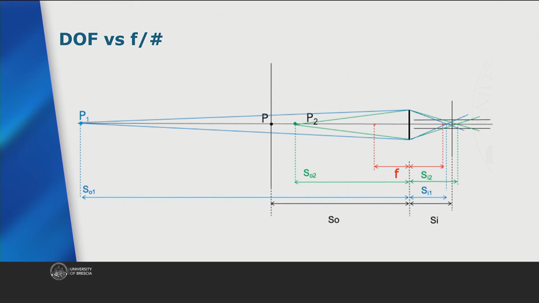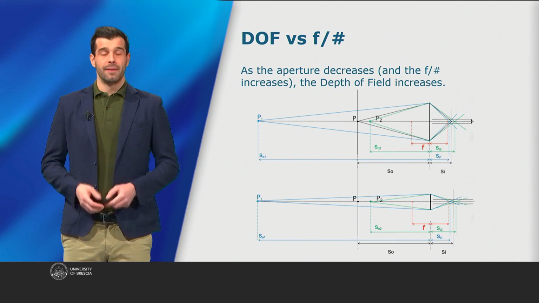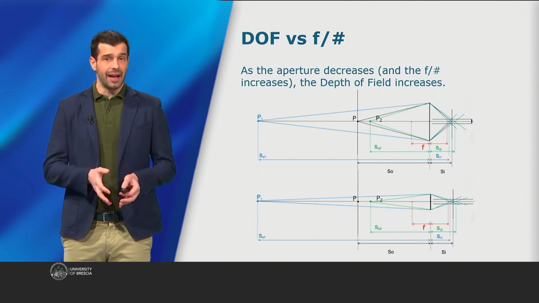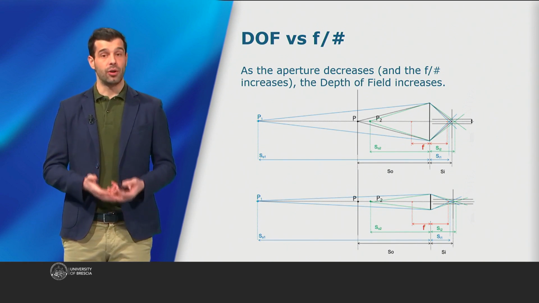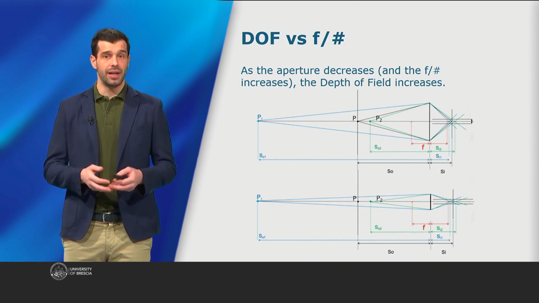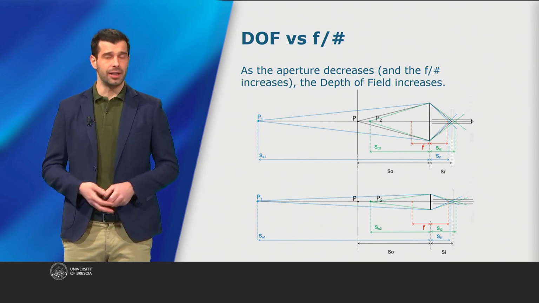In this case, as you can see, the rays will be more parallel to each other. This means that the same circle of confusion as before forms much earlier than SI1, and much later than SI2, effectively increasing the depth of field. This means that the smaller the diameter of the lens, and therefore the larger the f number, the greater the depth of field of the image will be.